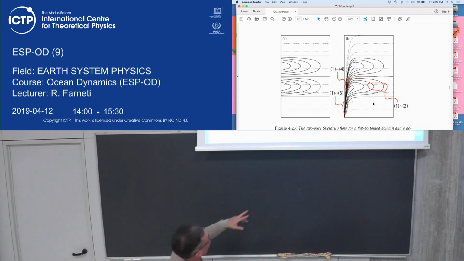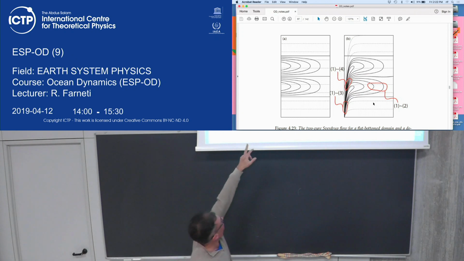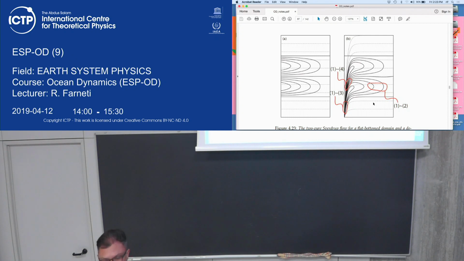The only way to cross f over h contours is if you have friction that allows you to cross them, which is what you're doing in the case of a flat bottom. In the case of a flat bottom, you're crossing f over h contours all of the time, because friction is providing the balance in the western boundary current. That's the Stommel and the Munk problem. You have the Sverdrup interior, where friction is negligible, and a frictional boundary layer on the west, which allows you to cross the f over h contours, which in that case are just f contours.